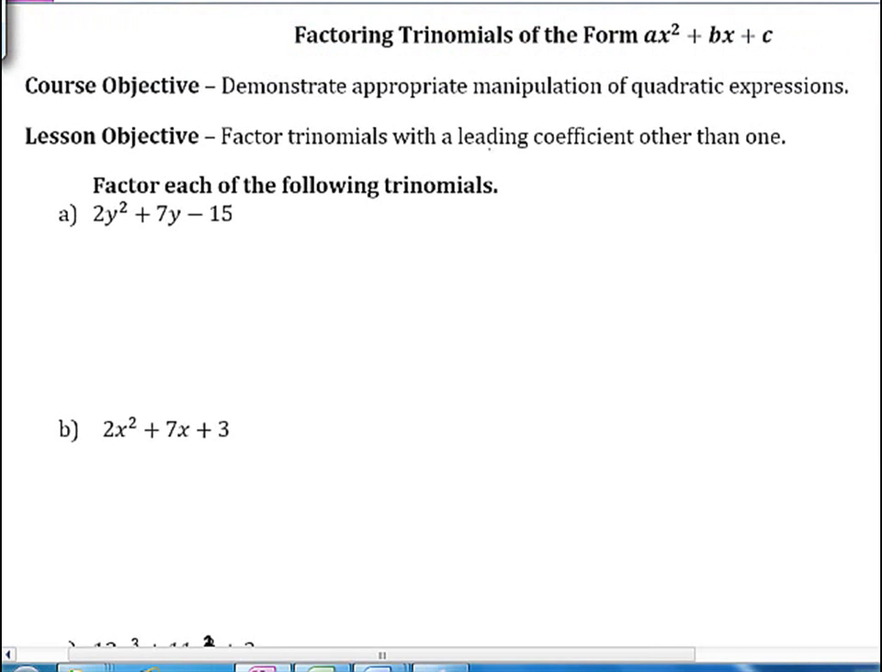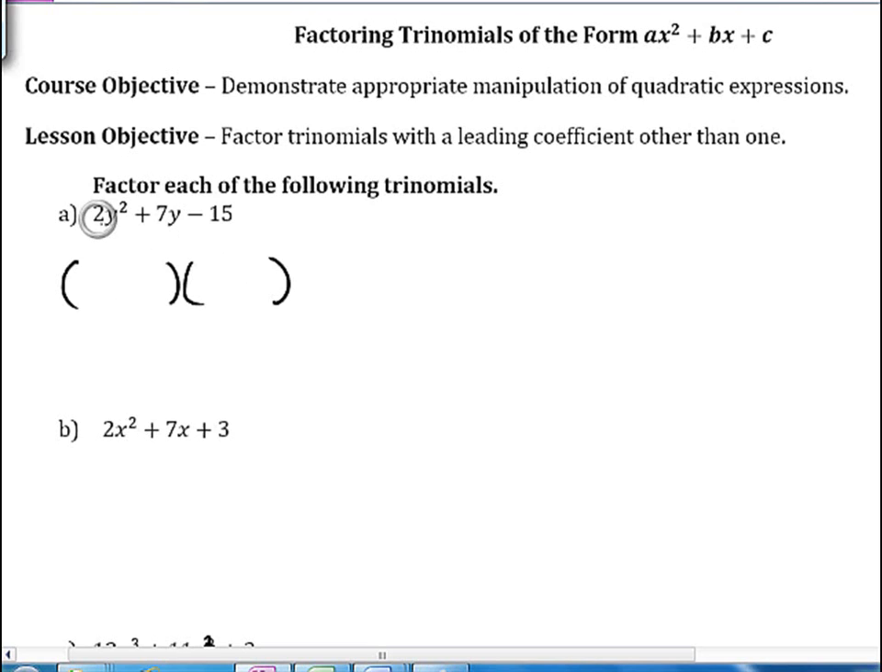This lecture is about factoring trinomials that have a leading coefficient other than 1. So they have the form ax squared plus bx plus c. In our first example, we have 2y squared plus 7y minus 15. And so we want to factor this into two groups.